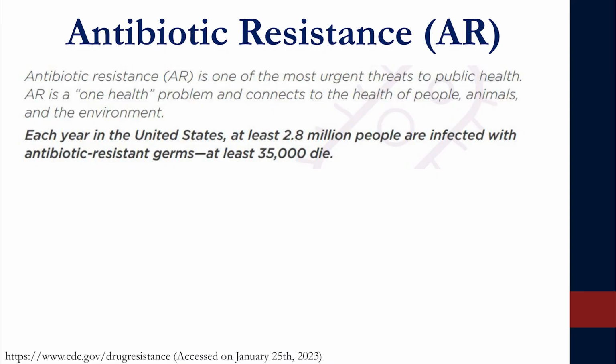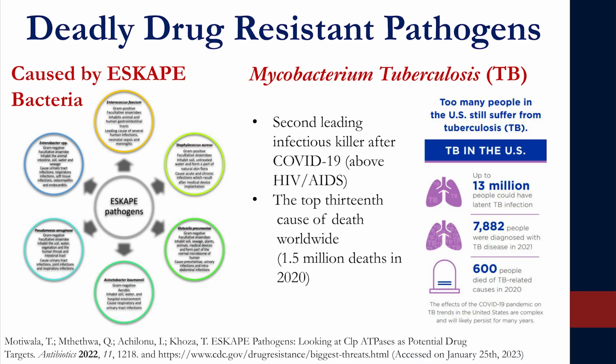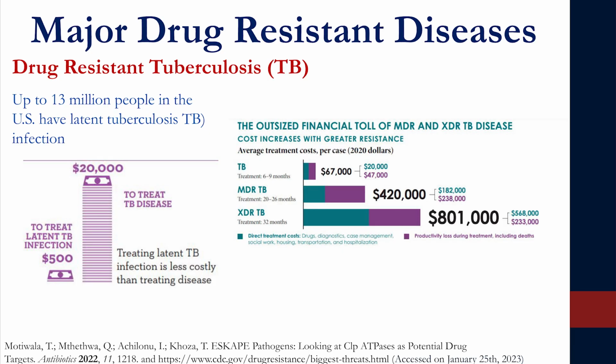Now, rather than showing that, what if I started with antibiotic resistance, one of the most urgent threats in public health? The United States is going through so many infections and deaths because of antibiotic resistance. I can also show all sorts of deadly bacteria out there, especially Mycobacterium tuberculosis, which is the second leading infectious killer after COVID-19, and the 13th top cause of death. Then move on to showing drug-resistant tuberculosis and how the financial toll goes up.